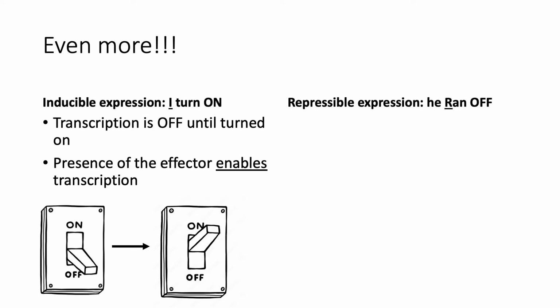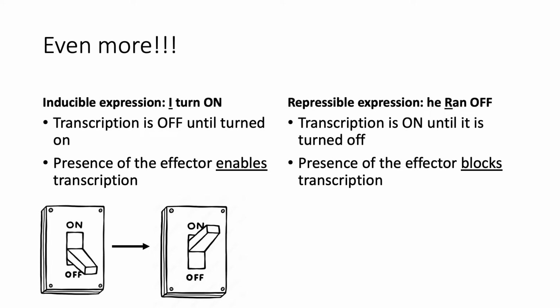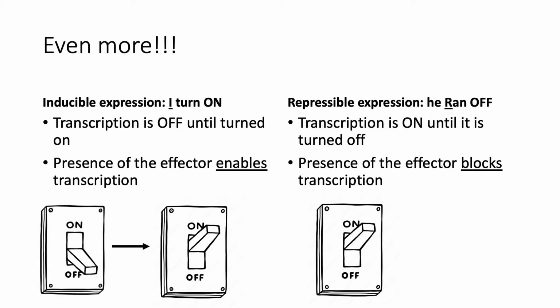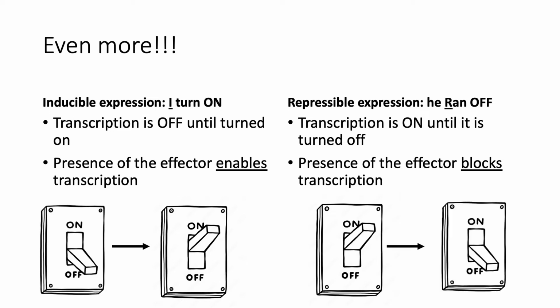When you think of repressible expression, you need to think on until off. So our transcription is on, and then we have our effector protein that is blocking transcription this time. And here you have your light switch going from on to off. And you can remember this by the saying, "he ran off."